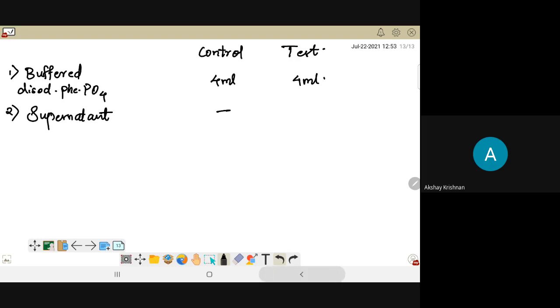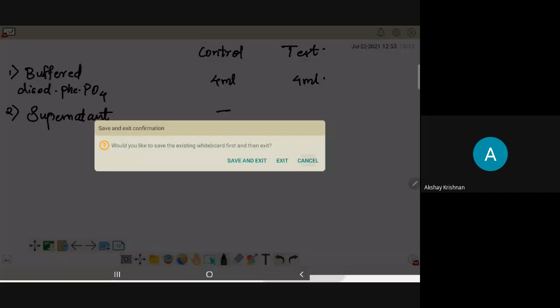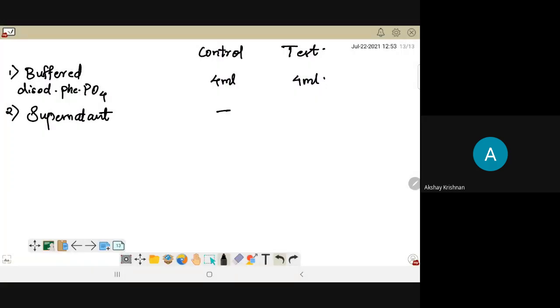Okay, so you can replace this with distilled water. But what is preferred is that instead of adding distilled water, you add uninoculated medium. Now, can you tell me why we are preferring to add uninoculated medium over here over distilled water?